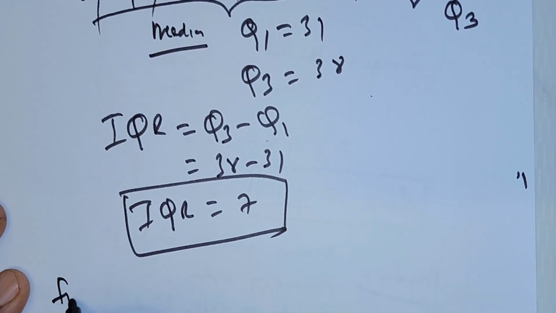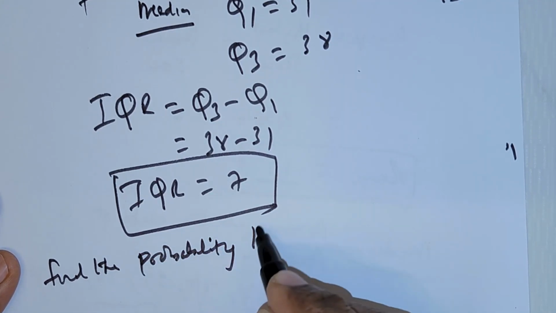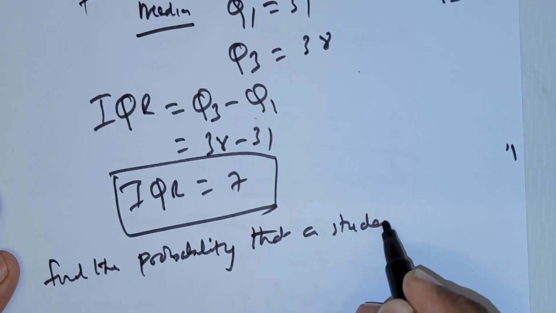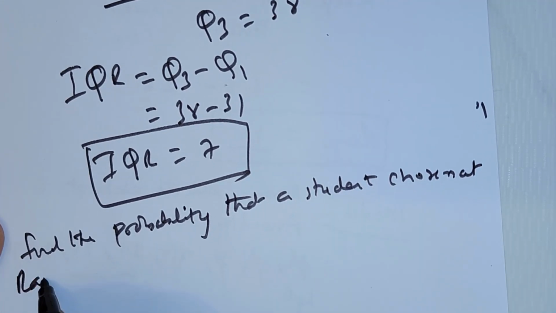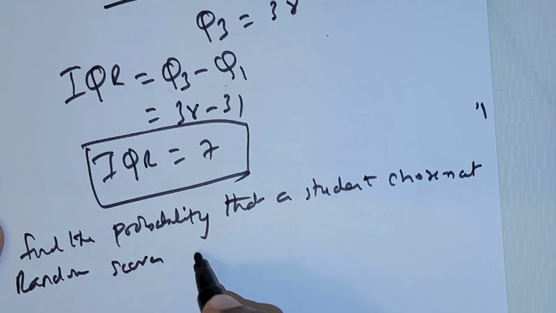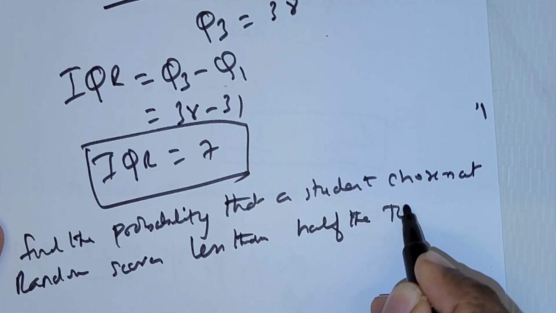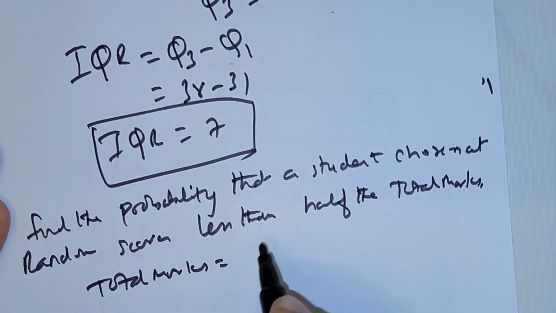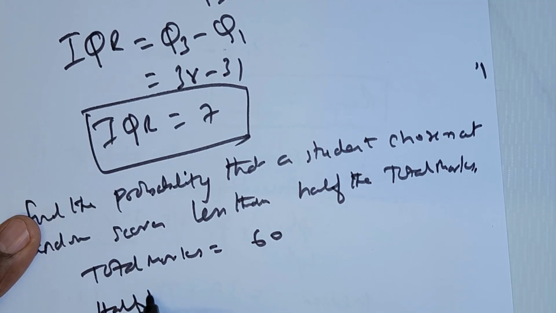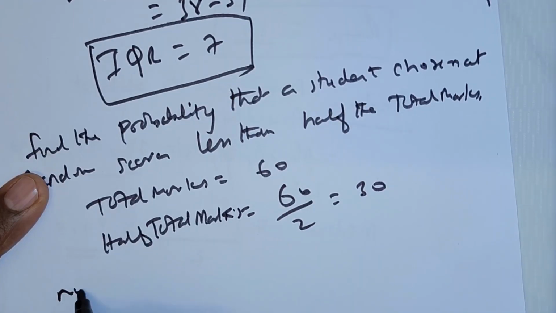Now this is the next question. We are asked to find the probability that a student chosen at random scores less than half of the total mark. So what are the total marks that we got? 60. So what is the half of total marks? 60 over 2, 30.